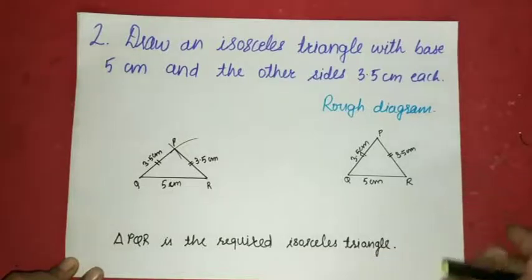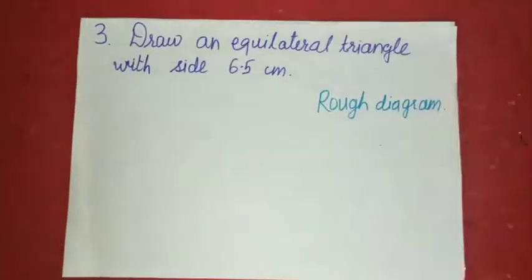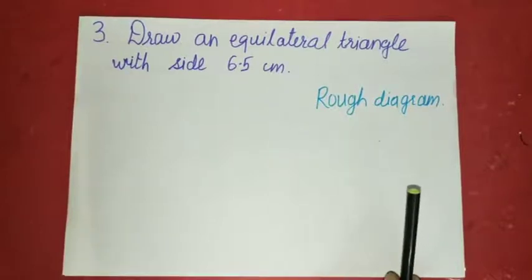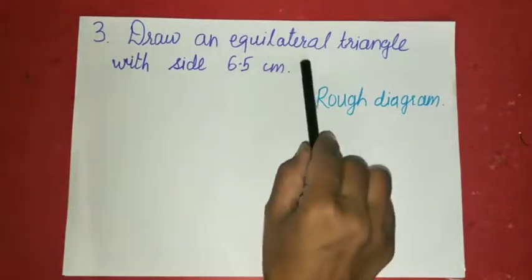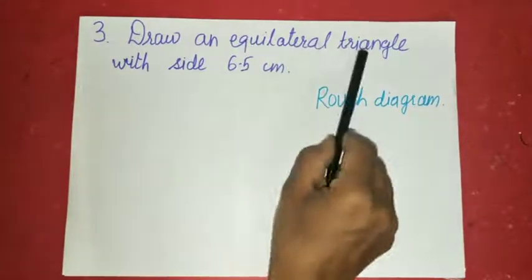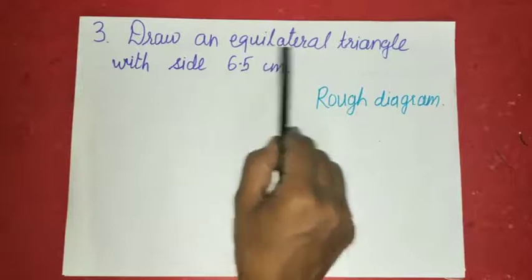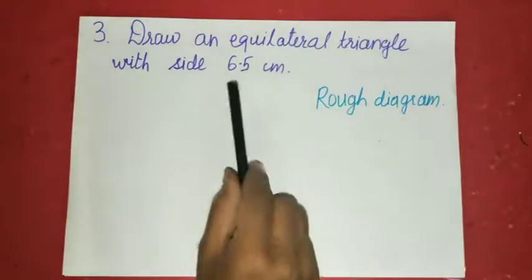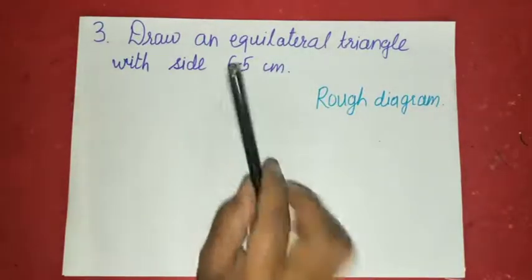Now we will see the third example. In that you have to draw an equilateral triangle with side 6.5 cm. Now equilateral triangle everyone knows, the triangle when all 3 sides are congruent. So the word itself describes it: equi means equal, lateral means sides. A triangle having equal sides is an equilateral triangle. Now we have to take each side of 6.5 cm.